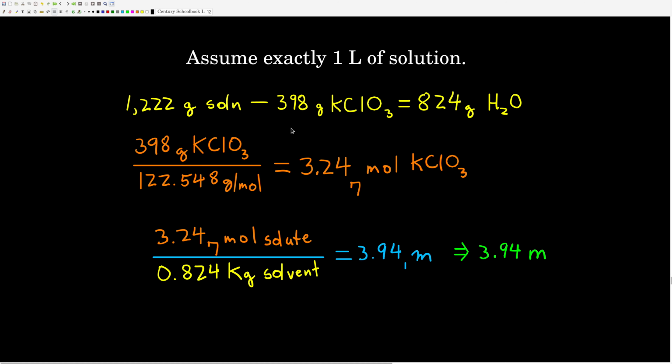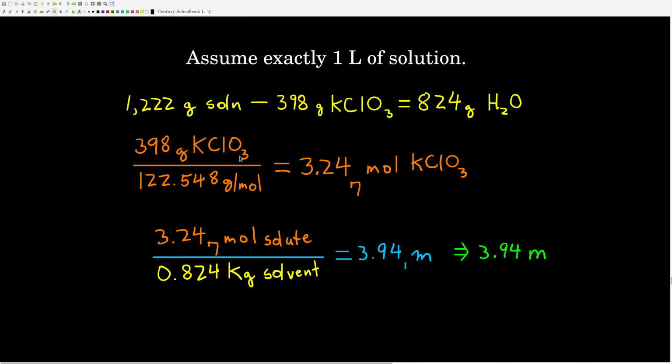So if we have exactly 1 liter of solution and the density is 1.222 grams per milliliter, we have exactly 1,000 milliliters. We have 1,222 grams of solution. Now, because we want in the denominator of the molality equation the kilograms of the solvent, which is water here, to get the mass of the solvent, we take the mass of the solution minus the mass of the solute, which in this case was potassium chlorate. So when we subtract these two numbers, this gives us the mass of water in grams. Kilograms, just move the decimal 3 to the left.